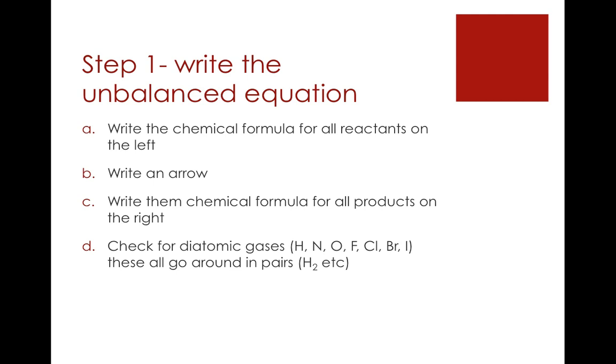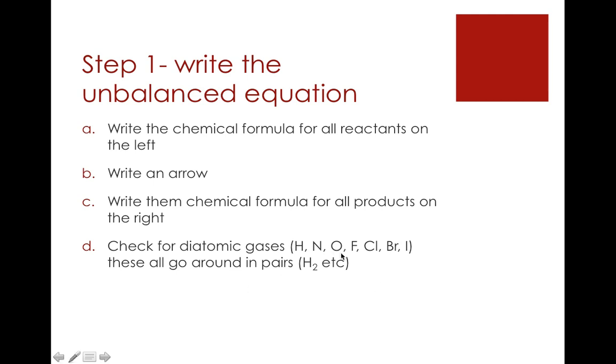Step 1, write the unbalanced equation. Okay. What's really important is that you get the chemical formula for all reactants correct, and the chemical formula for all products correct. If you're not sure how to do that, go back to the writing formulas video. Okay. There must be an arrow between your reactants and your products, not an equal sign. Equals means they are the same. Arrow means it becomes.